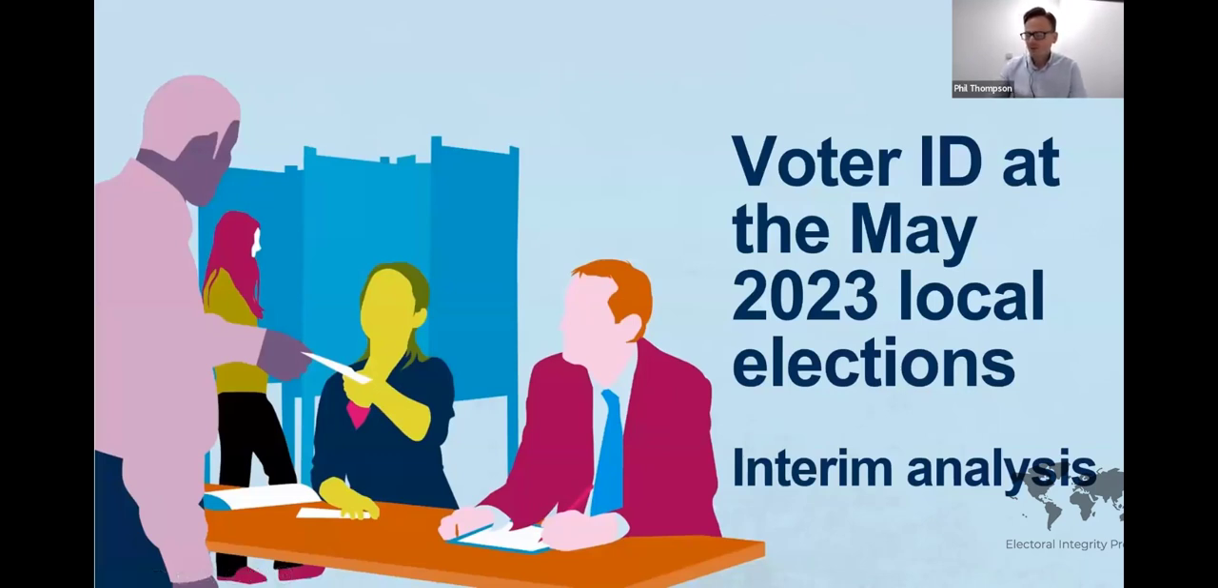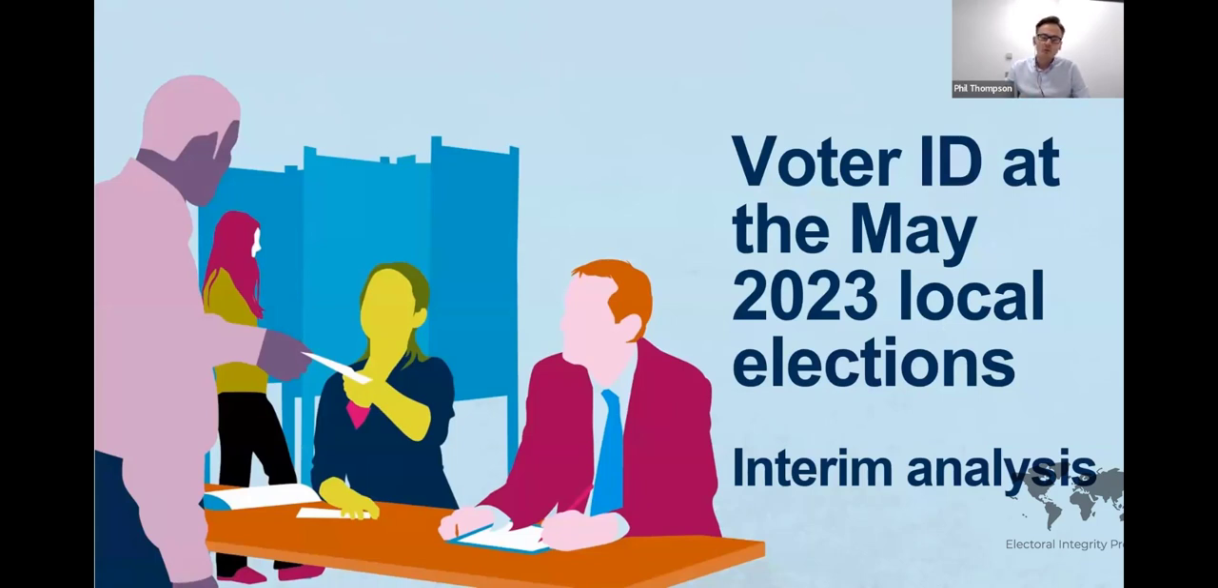Excellent. As Holly said, I'm Phil, I'm from the UK Electoral Commission, head of research. Just for those who don't know, the Commission in the UK doesn't run elections, but one of our roles is very much to scrutinise and report on how well elections are run. And obviously with voter ID, that's one of the things that we've been busy doing. You'll see this is badged as our interim analysis.